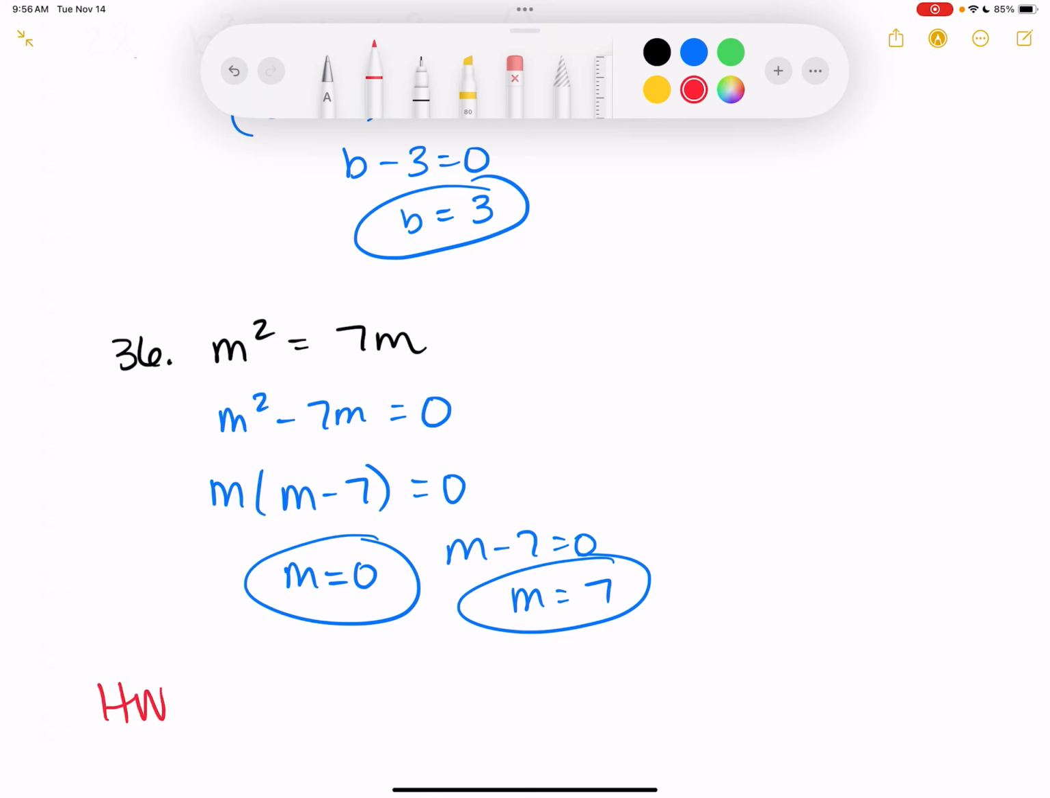Your problems are 3 through 35, every other odd. Okay, now, in case you haven't seen that, that would be 3, skip 5, 7, skip 9, 11, and so on and so forth. Okay? So it means you take every other odd and you solve it.